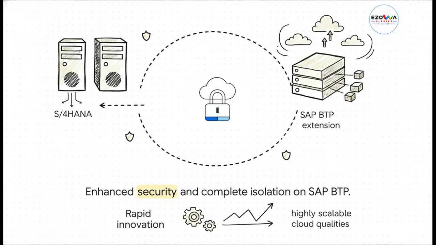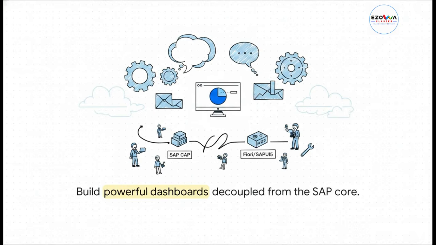We build these decoupled side-by-side extensions right on SAP BTP, the Business Technology Platform. This gives us massively enhanced security and highly scalable cloud qualities. It completely isolates our custom code so we can innovate rapidly, all without ever laying a finger on S/4HANA. By leveraging the Cloud Application Programming Model, or CAP, alongside Fiori or SAP UI5 for the front end on BTP, developers can build some incredibly powerful tools. The beauty of this approach is that it benefits from a broad spectrum of developers with entirely different skill sets, not just your traditional ABAP experts.